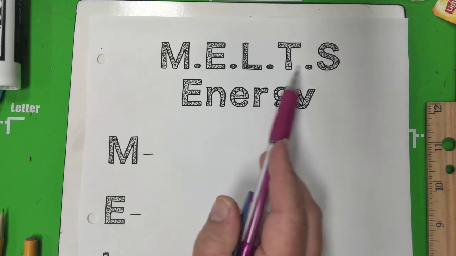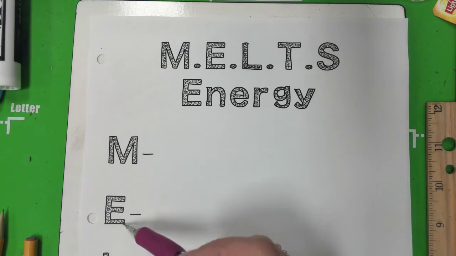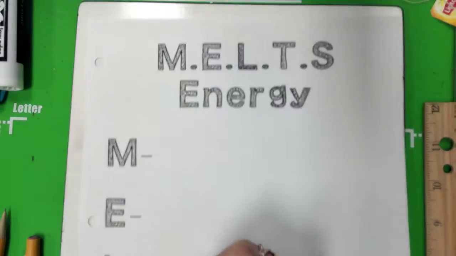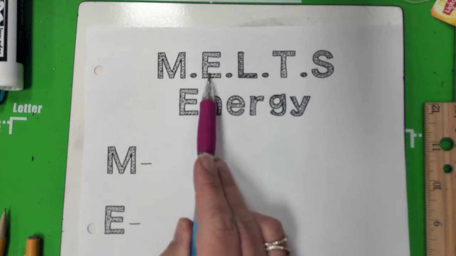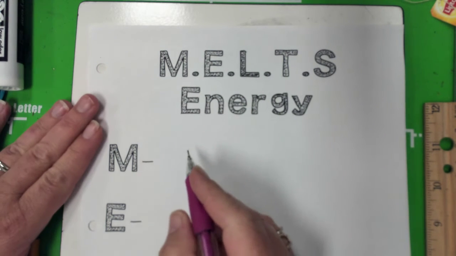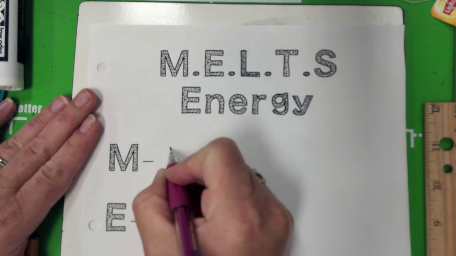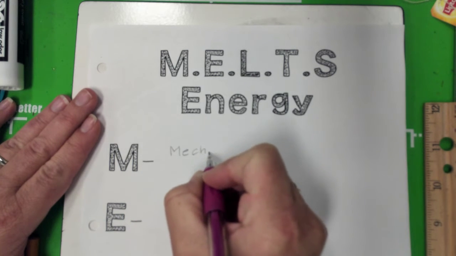So MELTS is going to be MELTS, and this is energy. These are all different forms of energy that we're going to be talking about this year. So the M, the E, the L, the T, and the S. We're going to start off by filling in the M today. The first type of energy that we're going to be talking about with this unit is mechanical energy.